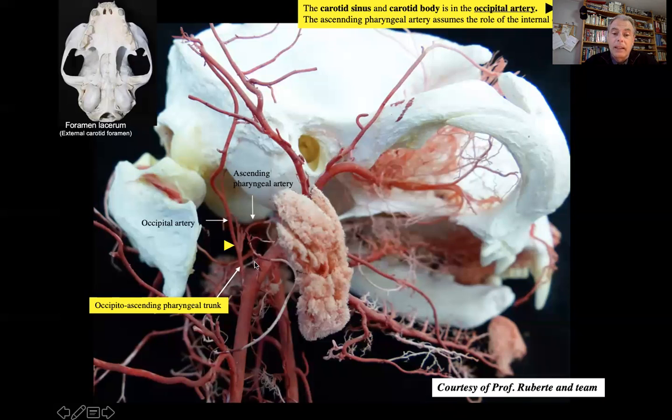This is the case of a cat. I said that in the cat, the internal carotid artery obliterates. However, we can identify the external portion and an internal portion as well. Look, the common carotid artery branches the occipito-ascending pharyngeal artery that gives rise to the ascending pharyngeal artery and the occipital artery, and a branch of the occipital artery is the internal carotid artery that is going to enter through the tympano-occipital fissure.